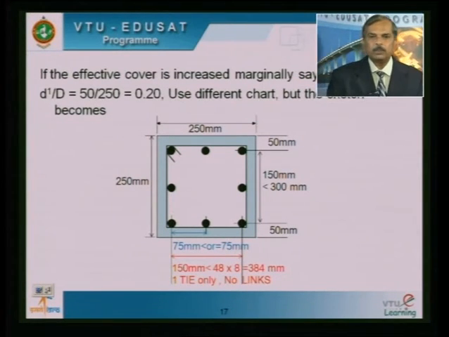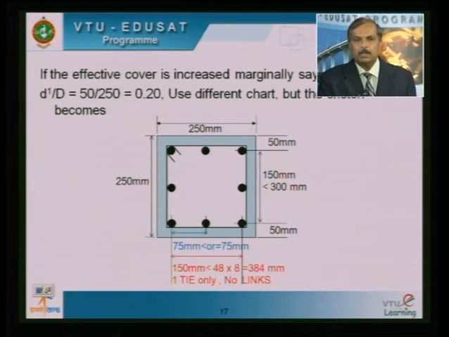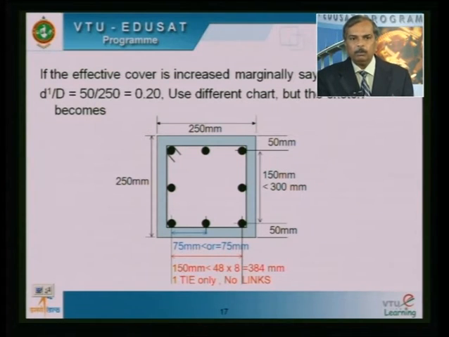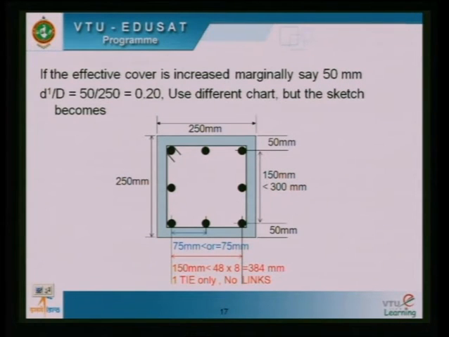If the effective cover is increased marginally, say 50 mm, then as far as the design is concerned, we have to look for an entirely different graph, that is d'/D equal to 0.2, but in the previous case it was 0.15. You will not be having much difference in the reinforcement, but what I want to tell you is, if you can increase the cover marginally in this particular problem, which is a practical problem, altogether internal open ties can be eliminated. So that is going to be a significant saving if you look at the problem in that particular direction.